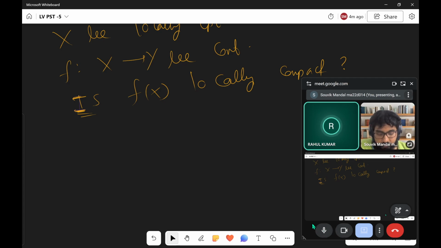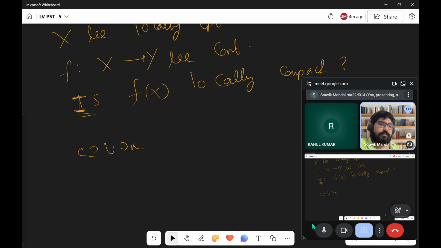Sir, for x we took the open neighborhood U of x, which is contained inside the compact subspace C of X. So, f is continuous, so f of U contains f of x. If it's continuous, that's okay then. So the open neighborhood U of x goes to f of U.